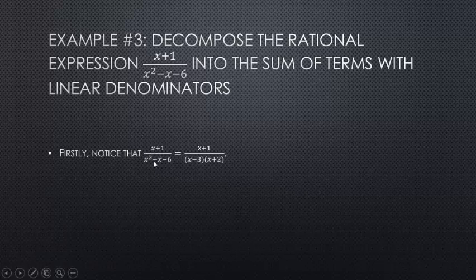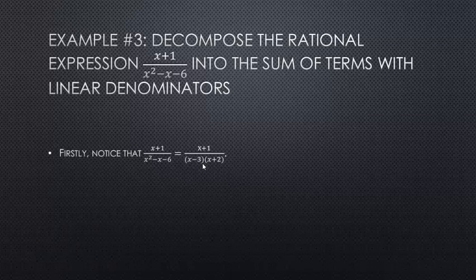First of all, with this rational expression, notice that you can factor the denominator, x squared minus x minus 6. It simply factors into the product of x minus 3 times x plus 2. Those are both linear factors. I took a quadratic and factored it into 2 linear factors, prime factors, in fact.